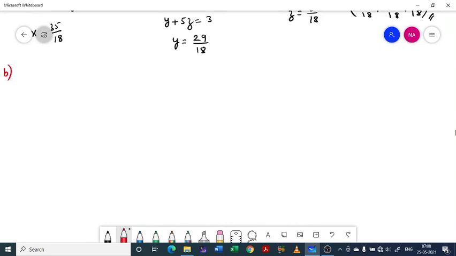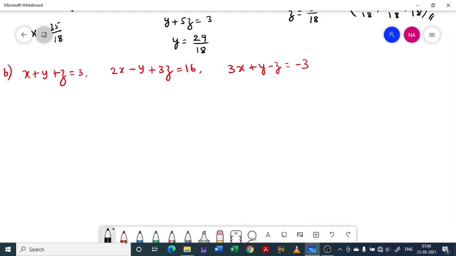Problem B. So the given system of equations is x plus y plus z equal to 3, 2x minus y plus 3z equal to 16, 3x plus y minus z equal to minus 3. So this is the given system of equations. Solution.